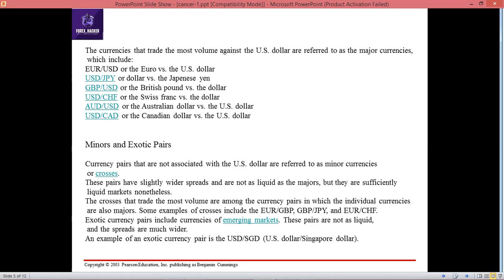Currency pairs not associated with the US dollar are referred to as minor currencies or crosses. These pairs have slightly wider spreads and are not as liquid as the majors, but it is a sufficiently liquid market, nothing less. So what I mean by wider spread is this. Let me show you.